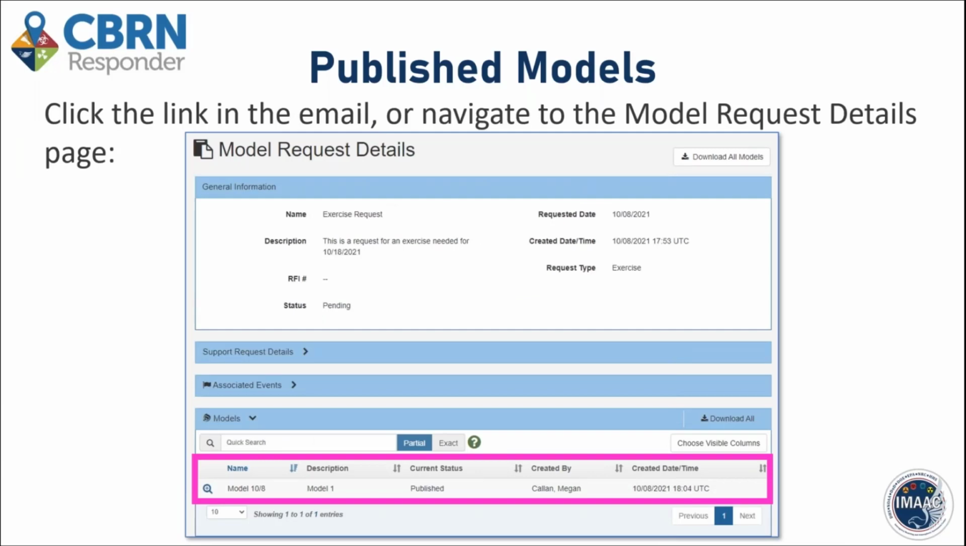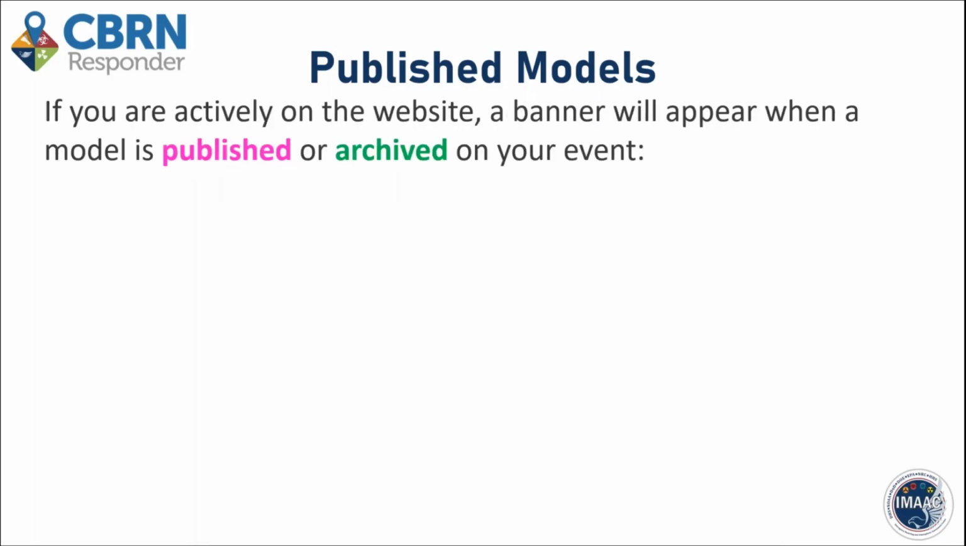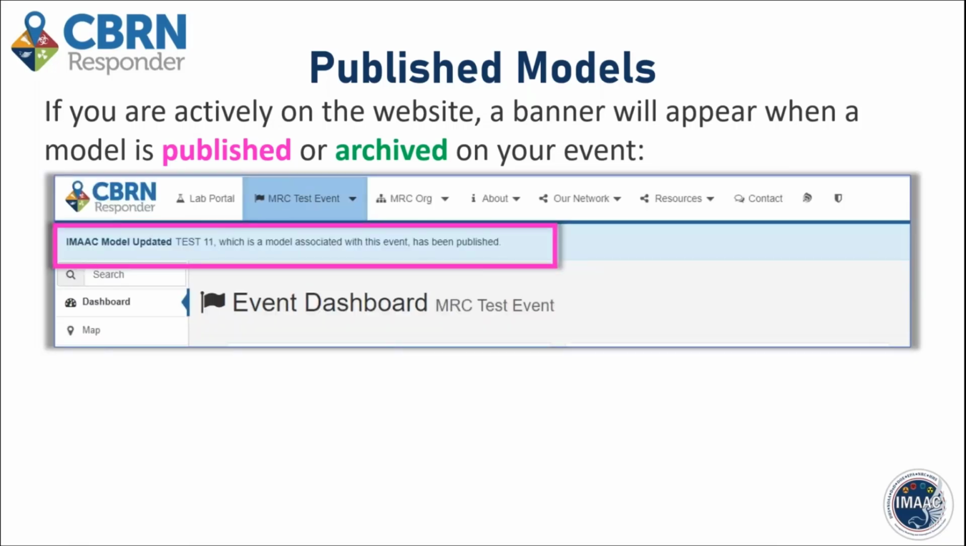So either clicking the link in that email, or if you're already on the website, you can now navigate to this page. You'll see that there is now a model for use in the model section. If you are actively on the website while your model has been published, you will see a banner that appears at the top of the screen. It will say IMAAC model was updated and it has been published.